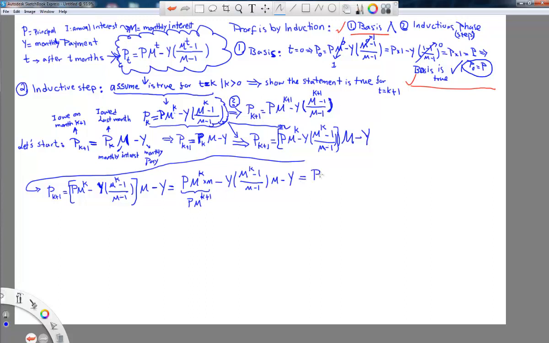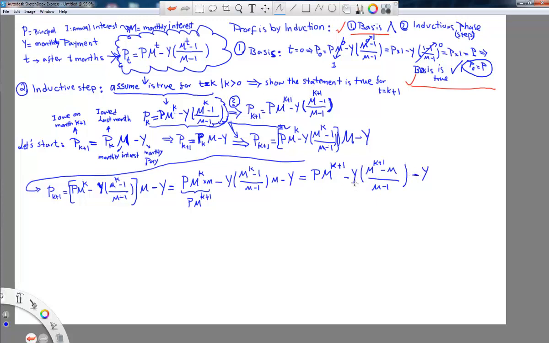So then this is going to be p times m to the k plus 1, minus y times, now let's multiply m here as well. So this is going to be m to the k plus 1 minus m over m minus 1, and then minus y. Again, in the second step I did the same thing: multiply m, and clean up a little bit. So multiply your m by m to the k and m by 1, and you get m to the k plus 1 minus m. Basic algebra.